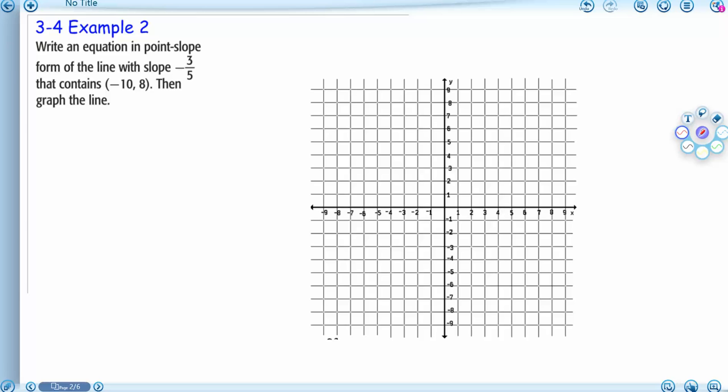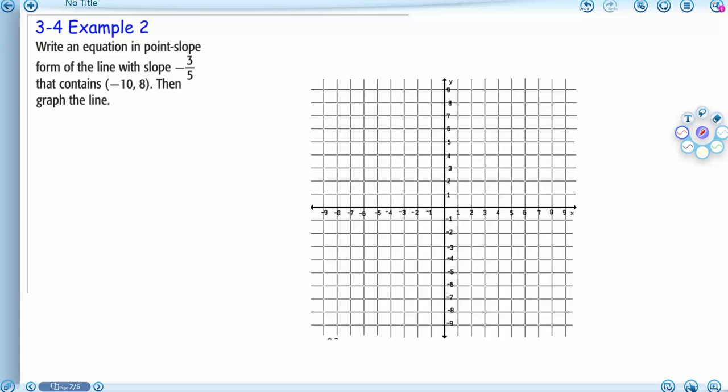This video is for lesson 3-4, example 2. Write an equation in point slope form of the line with the slope -3/5 that contains point (-10, 8). Then graph the line.